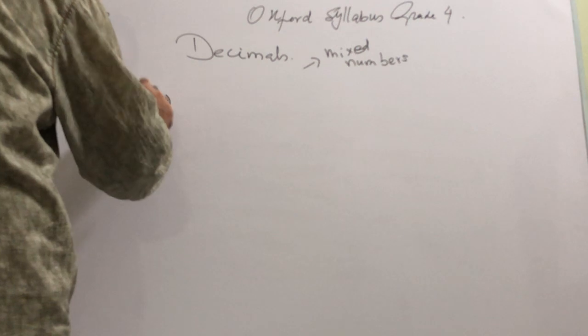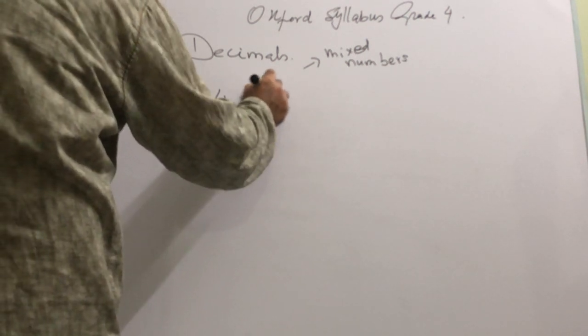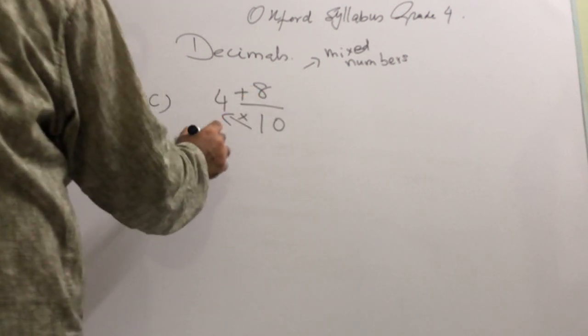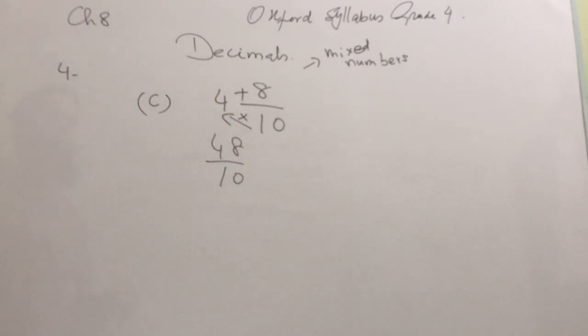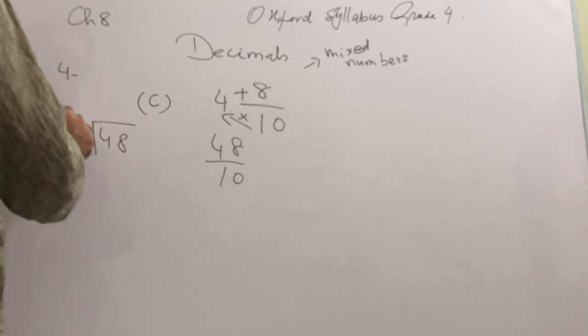Part C is 4 whole number 8 over 10. 10 fours are 40 plus 8. It becomes 48 over 10. This is a simpler form. Then we will divide 48 by 10.